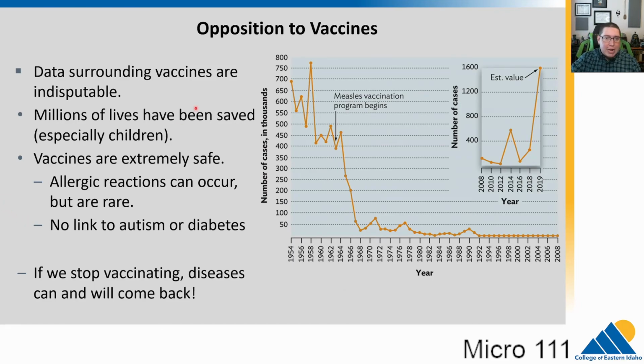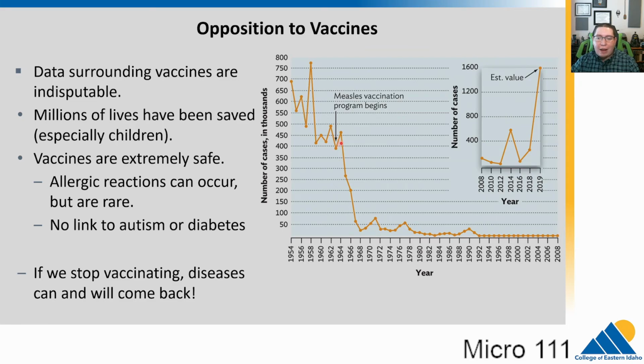Also, let's look at data about disease and vaccination. Here is time, so that was 1954. Our vaccination program started in the early 60s here. So we're seeing thousands of cases here, 700,000 cases in 1954. Right, that's a lot. There were almost 800,000 cases of measles in 1958.